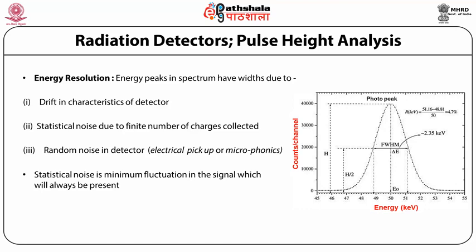we can never have gamma energy lines in the spectrum. Even for the ideal detector, there will definitely be some width of the gamma energy peaks, and that width is because of the statistical noise. So statistical noise is the minimum fluctuation in the signal, which will always be present. The behavior of the gamma ray peak in the spectrum is shown in the picture on the right hand side. Here various terms are marked, like FWHM, delta E, E0, H half, H, etc. for a photo peak.